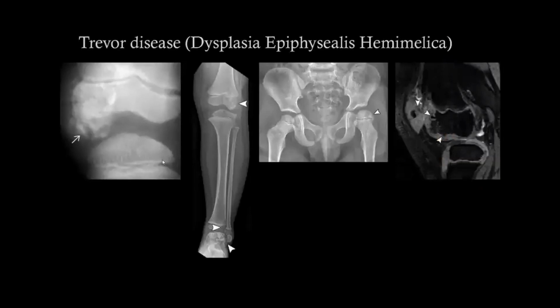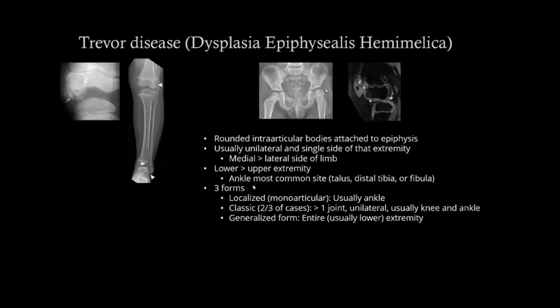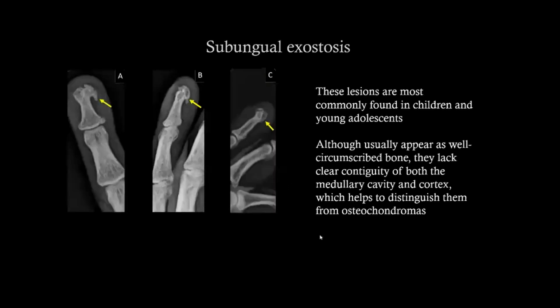The other disease which is similar to osteochondroma is Trevor disease. It involves the epiphysis. The other name is dysplasia epiphysealis hemimelica. Trevor disease presents as rounded intra-articular bodies attached to the epiphysis. There is no medullary continuation. It is usually unilateral and on a single side of the extremity, medial more than lateral, lower limb more common than upper, and the ankle is the most common site. We have three forms: localized, monoarticular or classic, which represents 2/3 of the cases, and the generalized form.